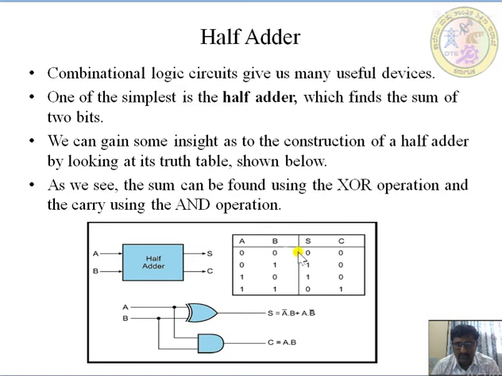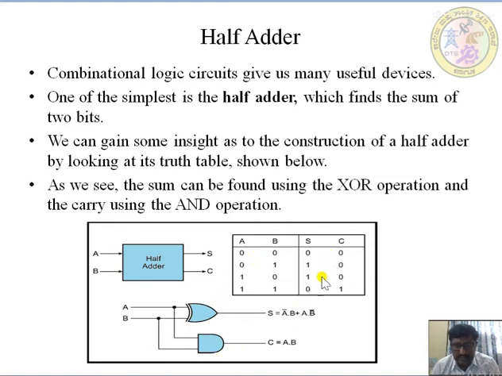0 plus 0: sum is 0, carry is 0. Next, 0 plus 1: sum is 1, carry is 0. 1 plus 0: sum is 1, carry is 0. 1 plus 1: sum is 0 and carry is 1.